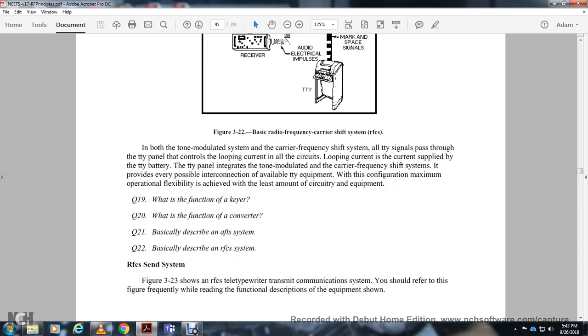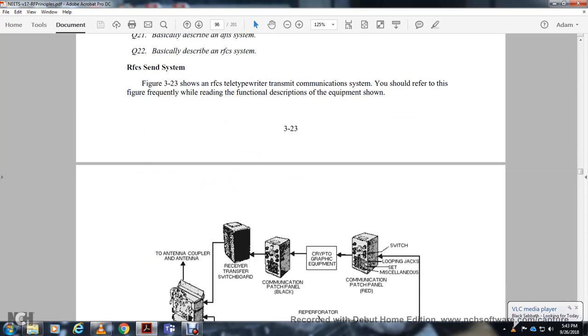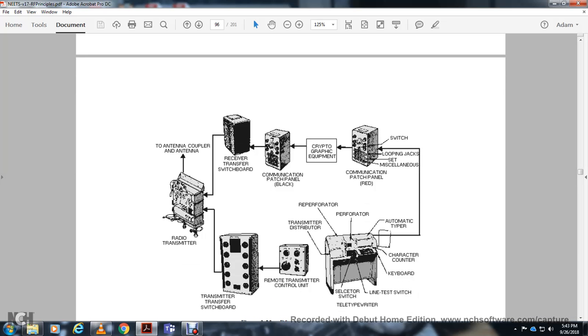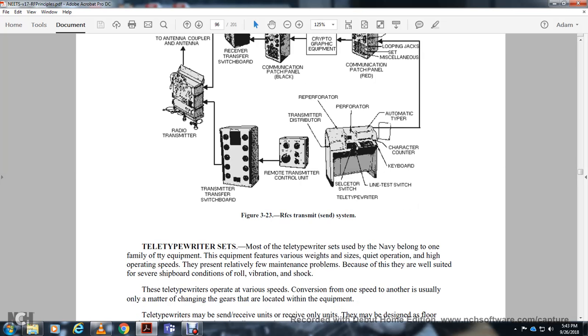Now, your RFCS sending system. It shows the teletypewriter transmit with the communication system. You should refer to this frequently when reading the functional description of the equipment shown. It shows the radio transmitter antenna, the receive switchboard, the communications patch panel, the cryptographic equipment switch, looping set, miscellaneous communication patch panel, red automatic typewriter switch, selector line test, teletypewriter transmitter distributor, perforator, automatic character counter, remote transmitter, control unit, and transmitter switchboard.